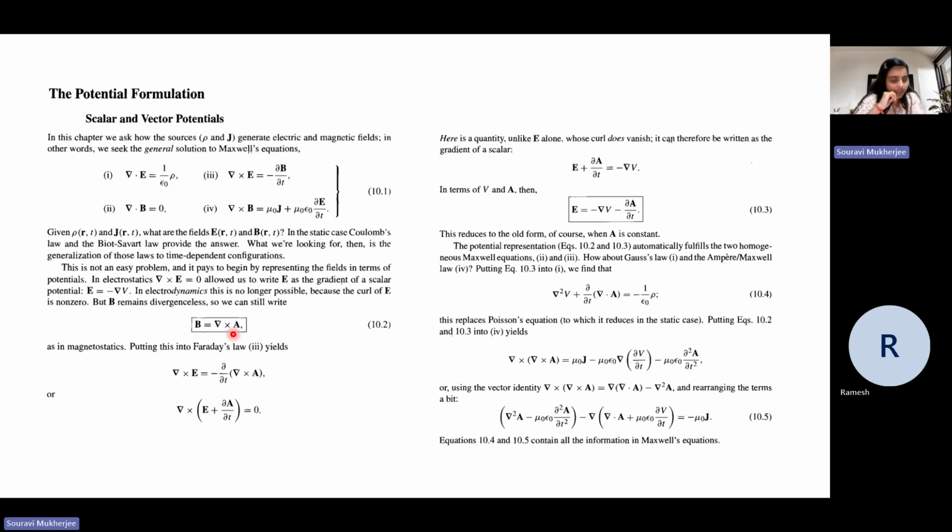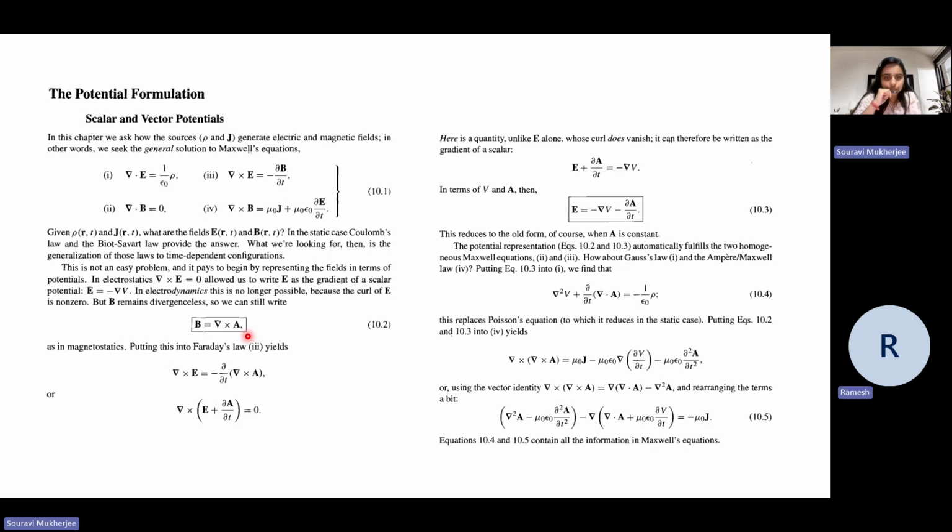B is equal to curl of A. If you put this expression in this Maxwell's equation, you find that you get a new quantity whose curl is 0. So you can again define E plus del A/del t as minus grad V. Initially, in electrostatics, you had something like this, but now it gets modified with this extra term which takes into account the temporal changes, right? So this is how the electric and magnetic fields are related to A and V.